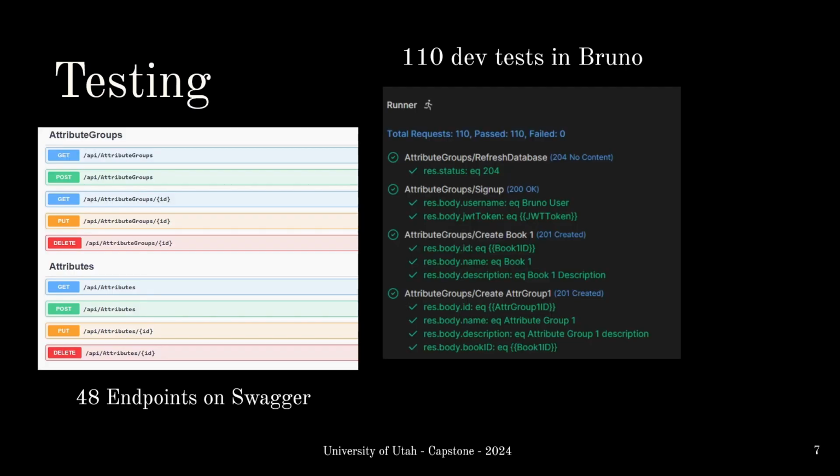For development purposes, we have our 48 endpoints published on Swagger for documentation purposes, and we've created a test suite in Bruno, which is an alternative to Postman that allows an unlimited number of collection runs locally, that contains 110 tests to test simple, correct inputs, and correct responses from the endpoints.